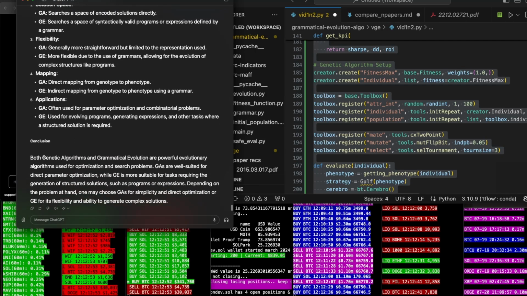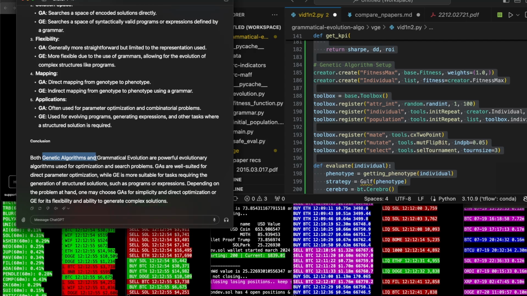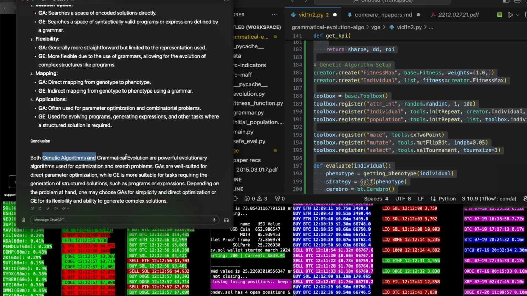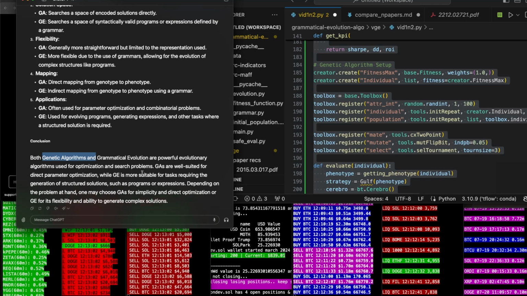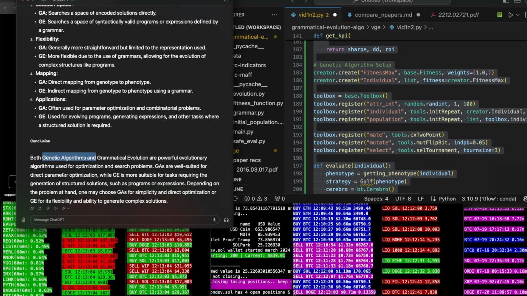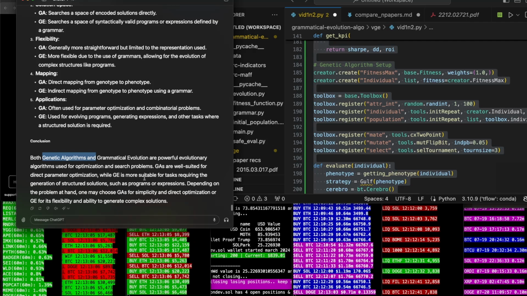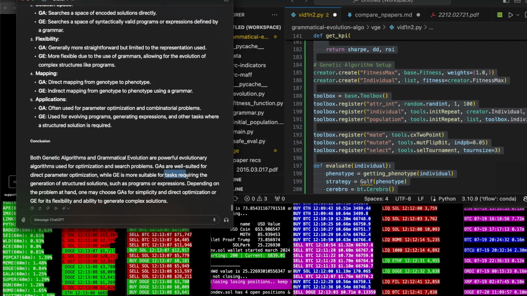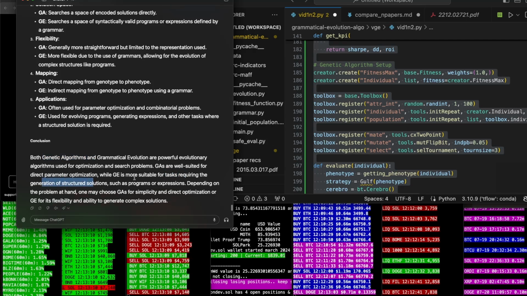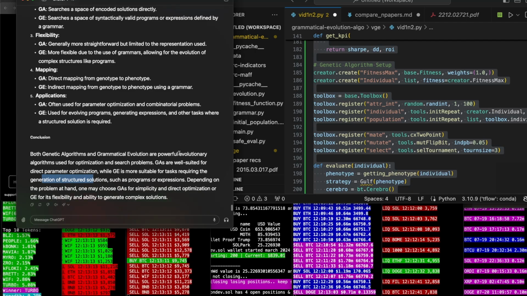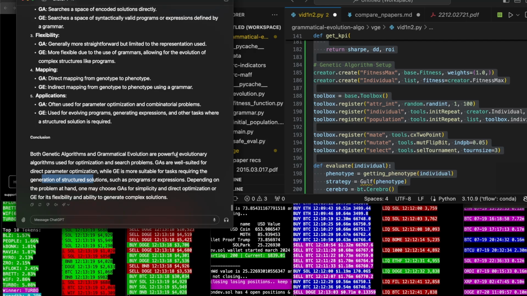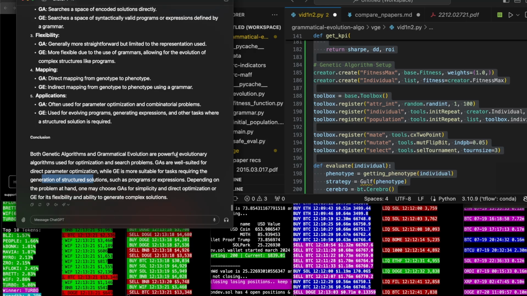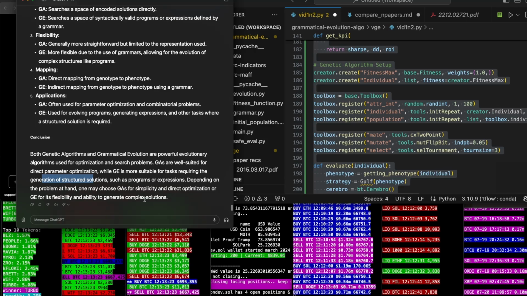Both genetic algorithms and grammatical evolution are powerful evolutionary algorithms used for optimization and search problems. GAs are well suited for direct parameter optimization, while GE is more suitable for tasks requiring generation of structured solutions such as programs or expressions, depending on the problem at hand. One may choose GAs for simplicity and direct optimization, or GEs for their flexibility and ability to generate complex solutions.